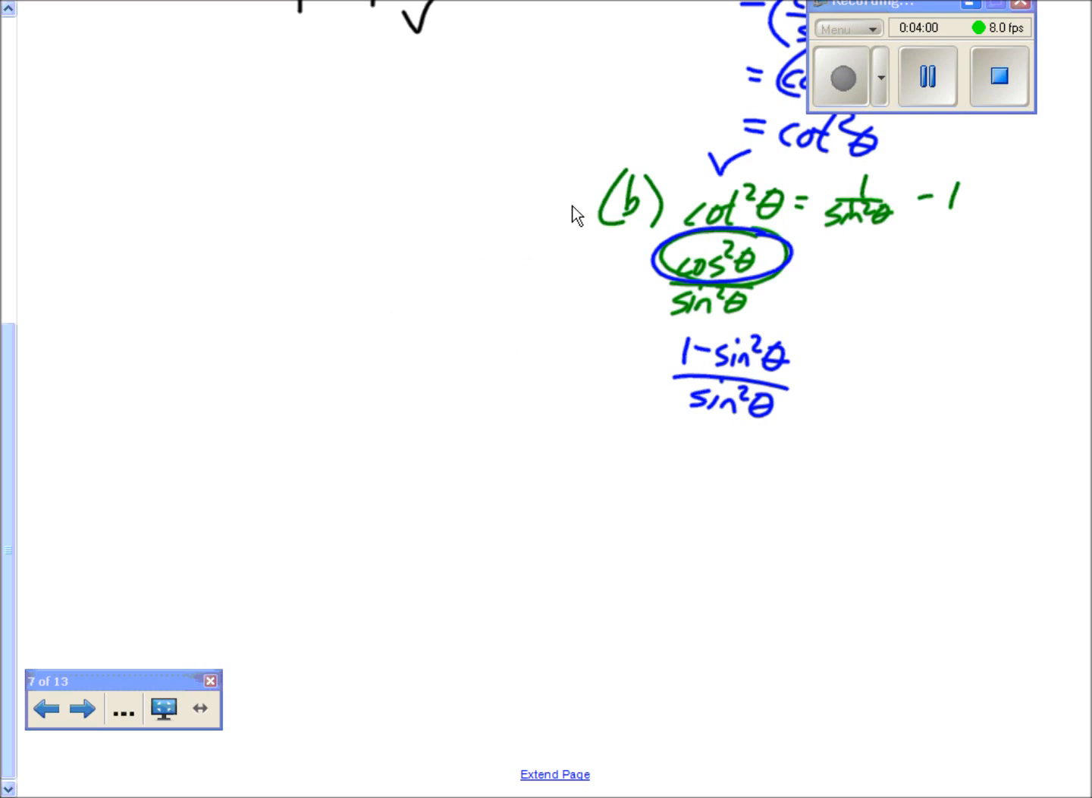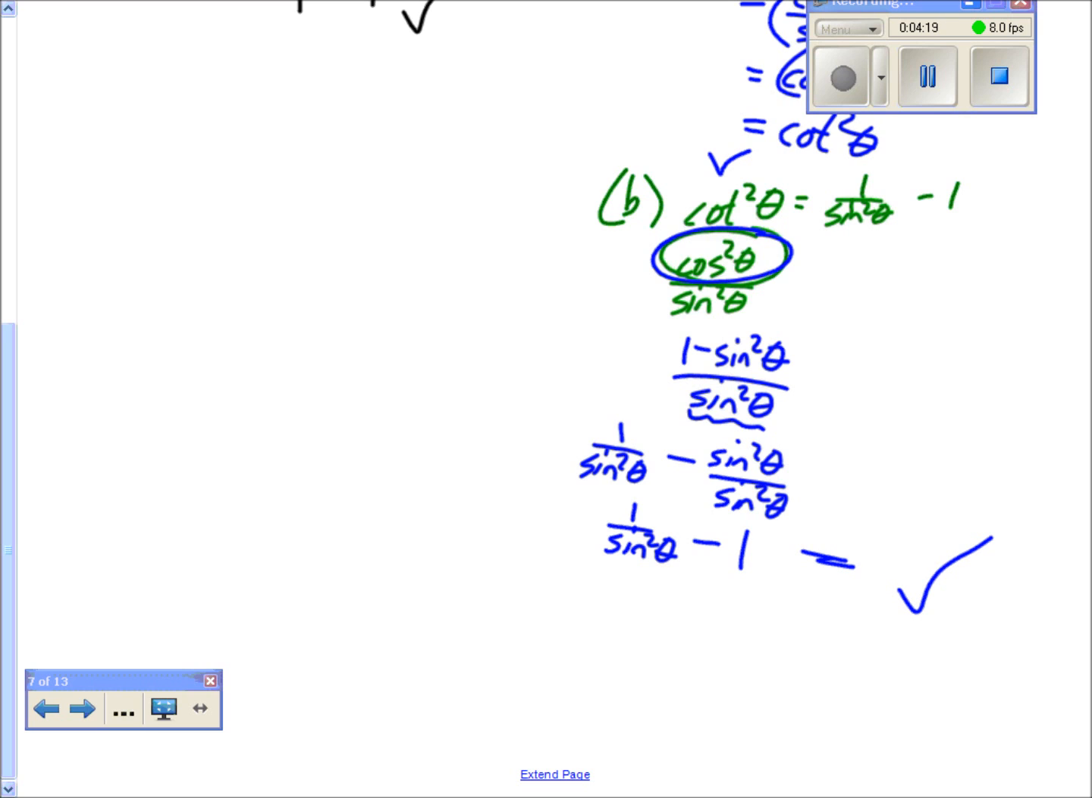So now you say, well, this is our common denominator right here, for both of those terms in that numerator. So I get 1 over sine squared theta minus that sine squared over sine squared, which is 1 over sine squared minus 1. Hey, look at that. That's equal to that right-hand side, isn't it? Okay, perfect.